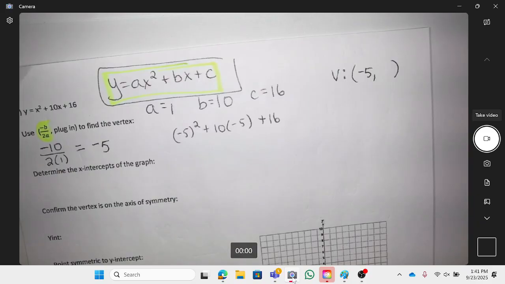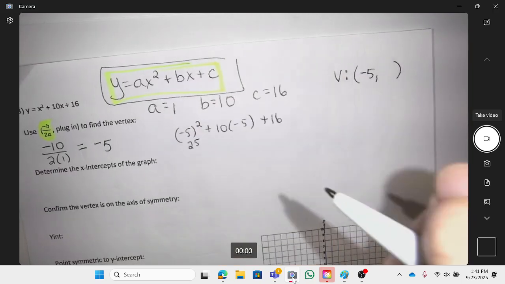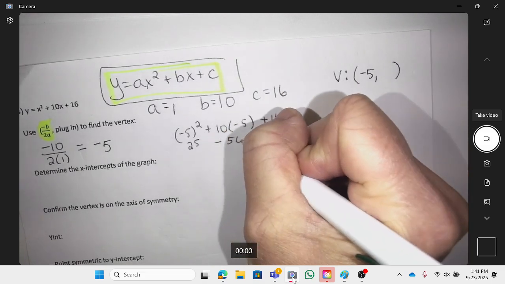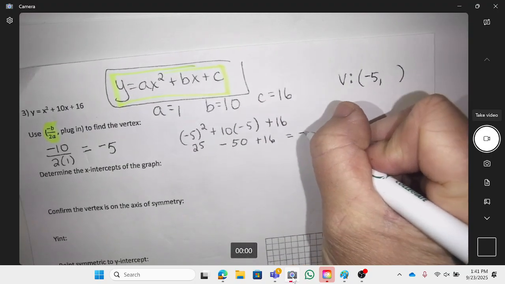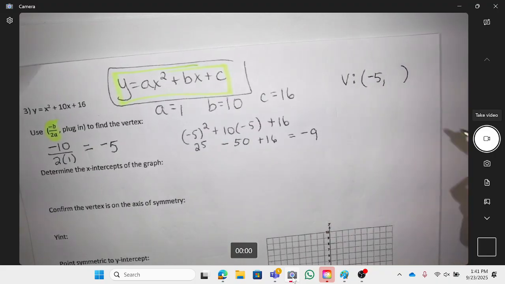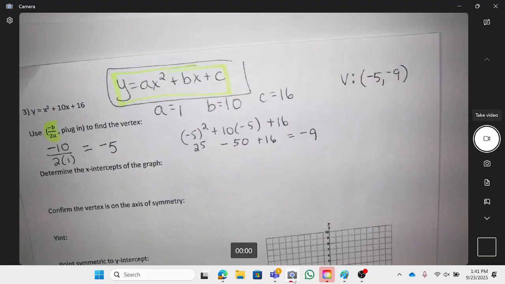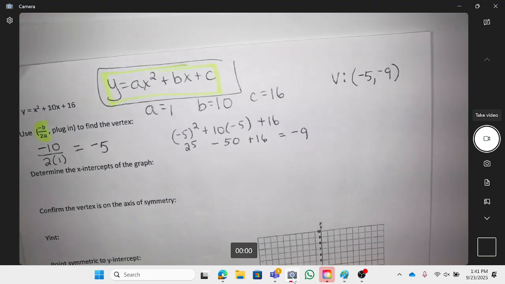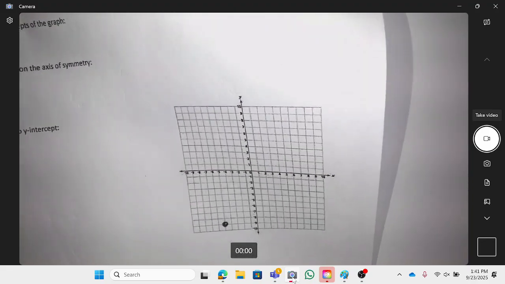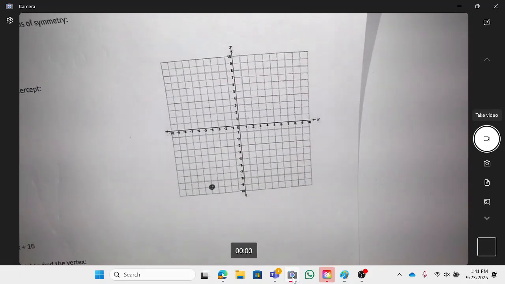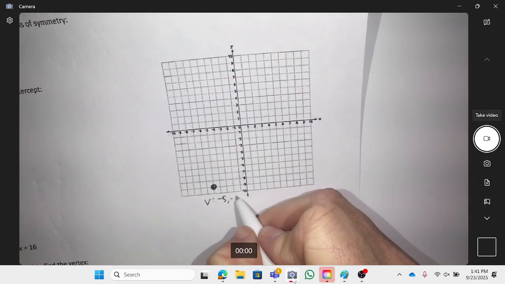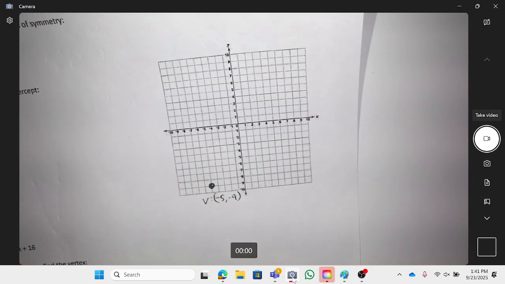Okay, trying to mental math this. Let's go. Positive 25, subtract 50, so that's negative 25 plus 16, negative 9. And there it is. Can you draw it? Okay, put it on there. Negative 5, negative 9.